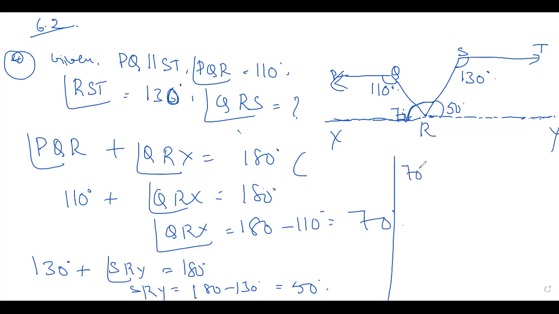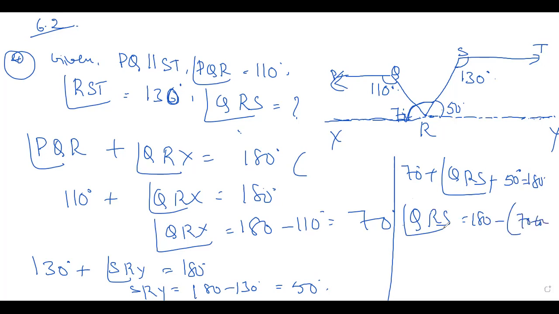Then 70 plus, how will you write this angle? SRQ or QRS. QRS plus 50 is equal to 180 degree. Then QRS is equal to 180 minus (70 plus 50). So 180 minus 120, that is equal to 60 degree. This is 60 degree, children.